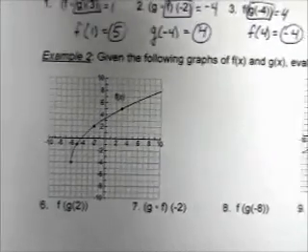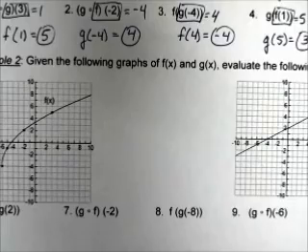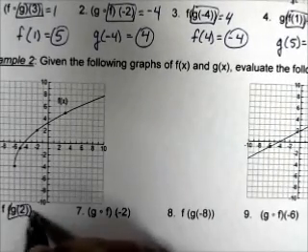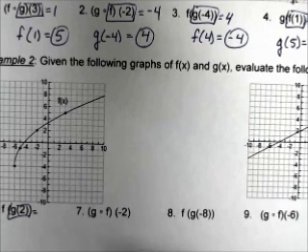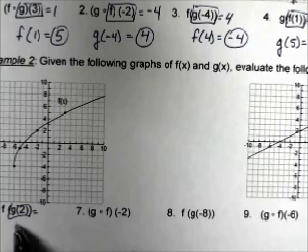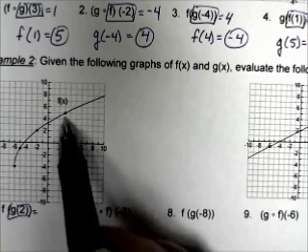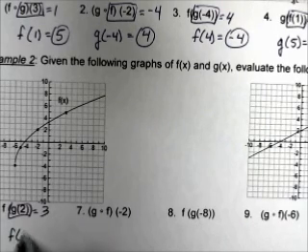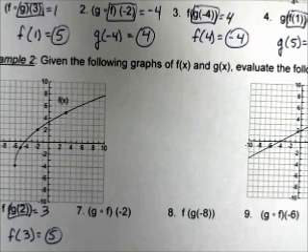F of g of 2. Let's see if I can get both graphs here. All right, we want g of 2 first. And do you have to write this out each time? No. You can simply look, oh, g of 2 is 3, and then I need f of 3. F of 3 is 5. So you can go right to the answer if you like. You don't have to write it out each time.